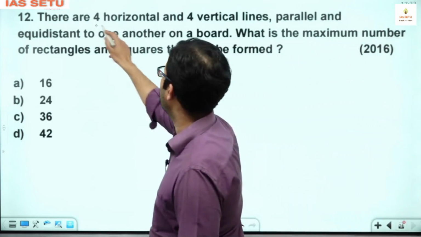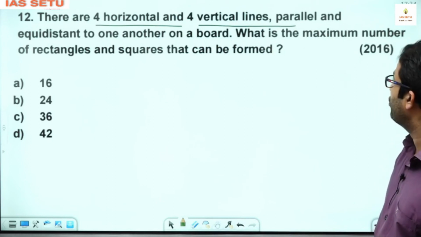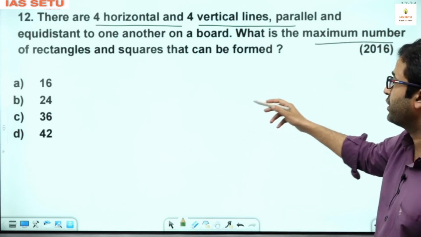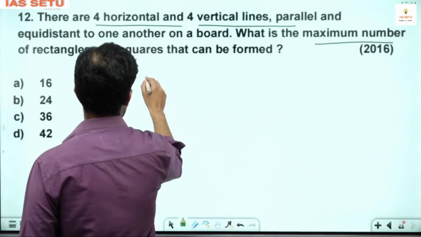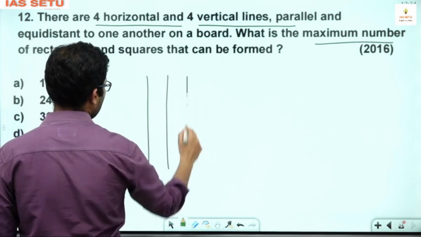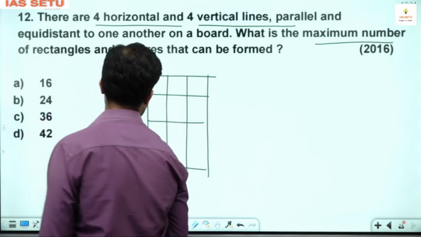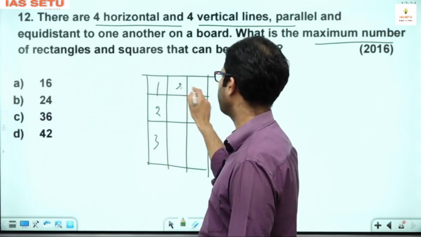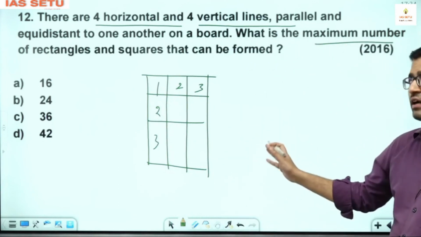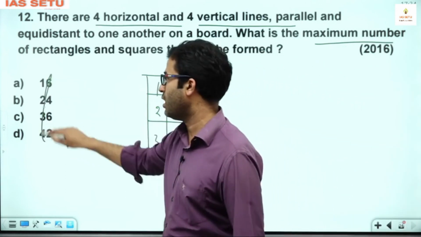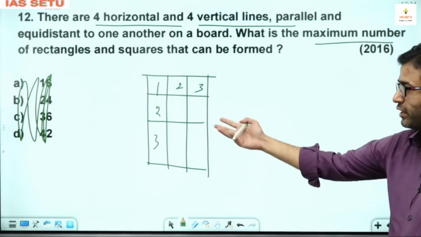Question number 12. There are 4 horizontal and 4 vertical lines, parallel and equidistant to one another, on a board. What is the maximum number of rectangles and squares that can be formed? 4 horizontal, 4 vertical. So the figure forms 1, 2, 3, 1, 2, 3. I will tell you the number of rectangles and squares here; the answer options are not correct here, so we will do a correction.